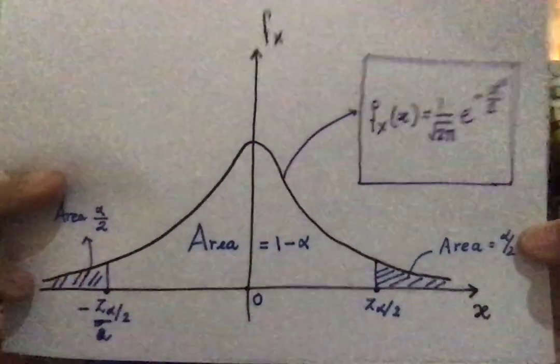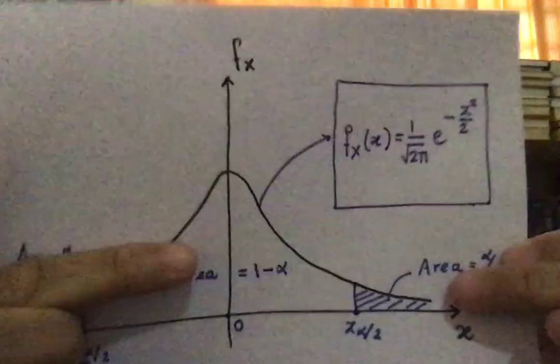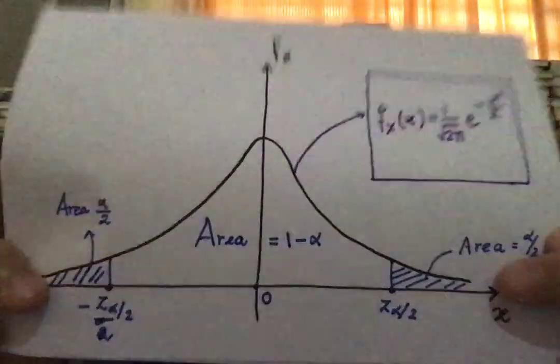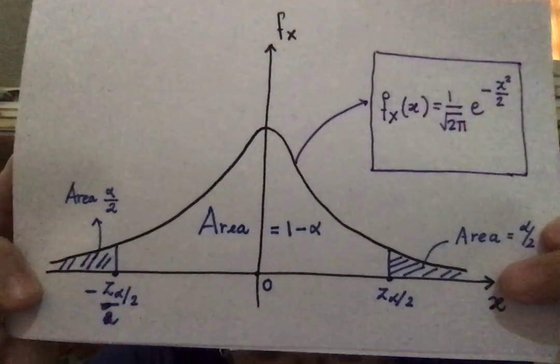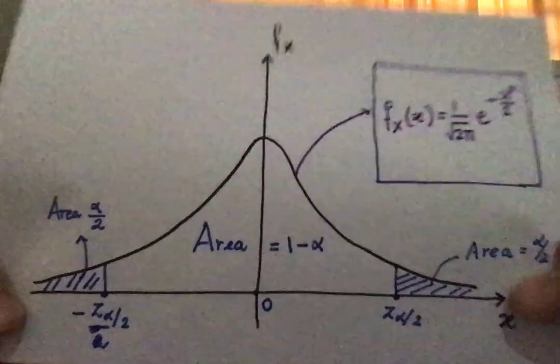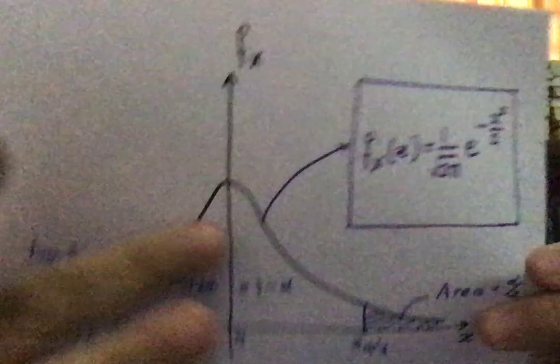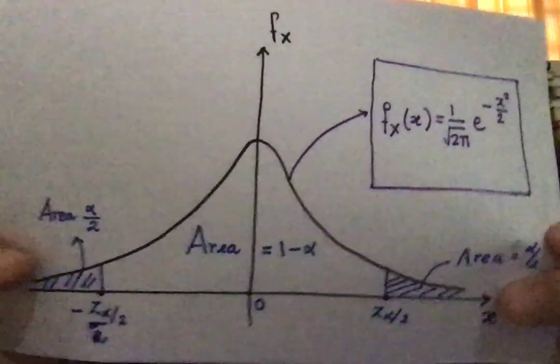Similarly, the area before the point minus z alpha by 2, by symmetry, is also alpha by 2. So the remaining area is 1 minus alpha. So I want the probability that mu lies between some theta 1 and theta 2 to be equal to 1 minus alpha. You can see that 1 minus alpha is pretty big. I want alpha to be small. Usually alpha is taken to be 0.05. So 1 minus alpha is 0.95.